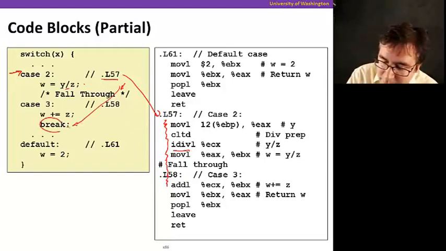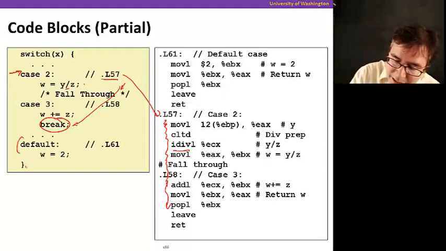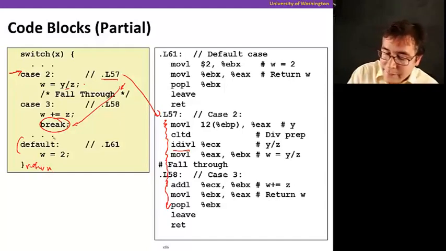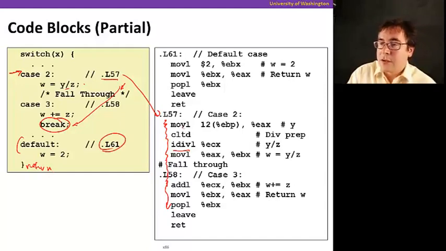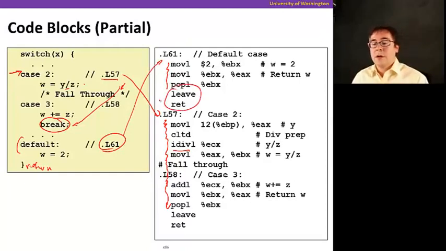The break statement here is implemented by essentially just finishing the execution, returning from the function in which the switch block is inserted. And note that for the default case also, after this, there is a return. So if you look at label .L61, right after being done with the corresponding code block, we also leave and return from the function.